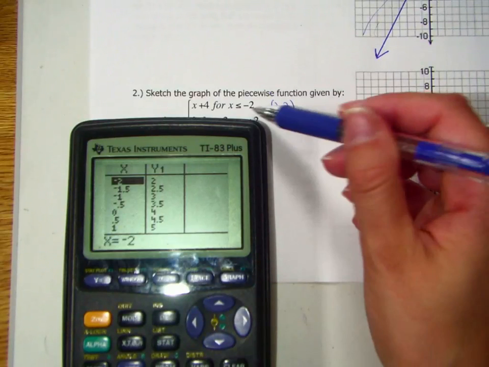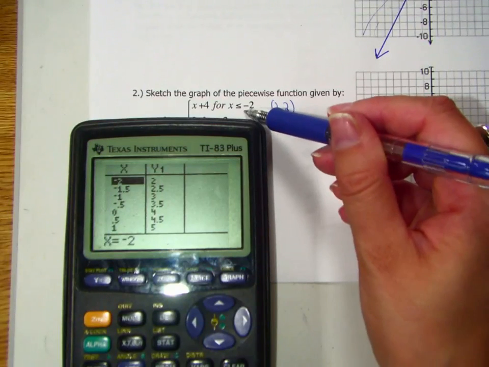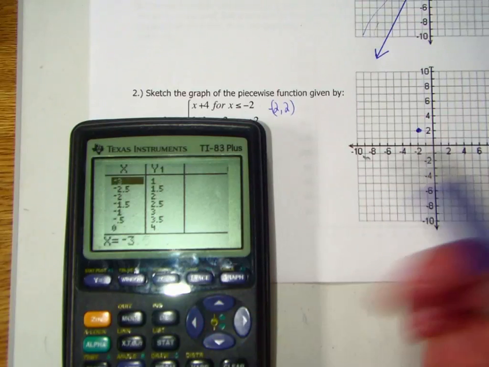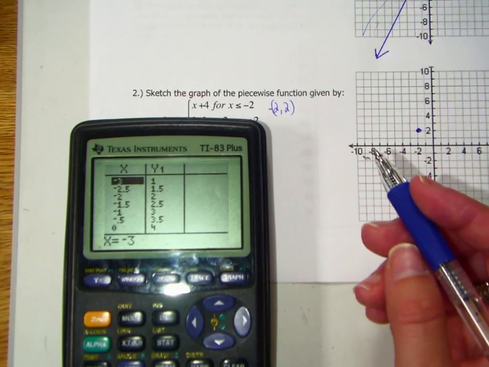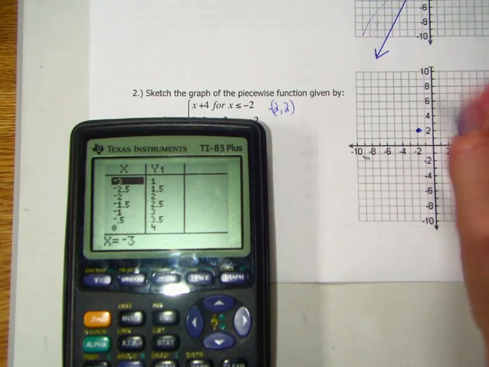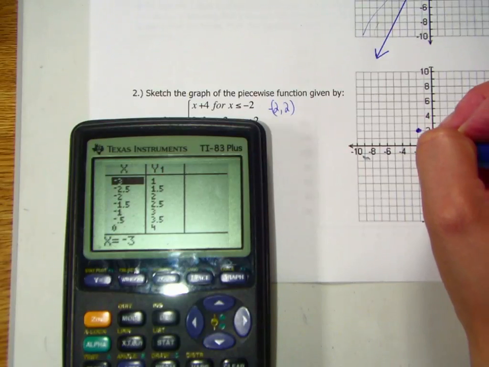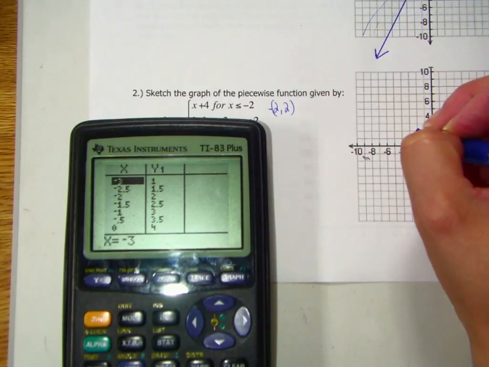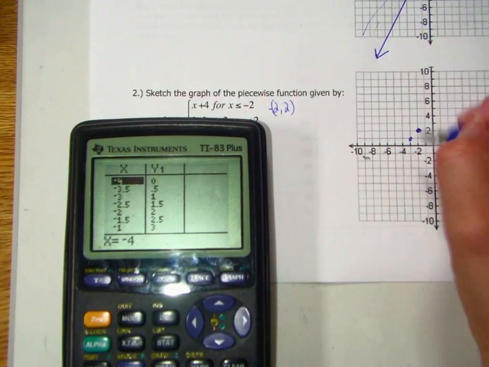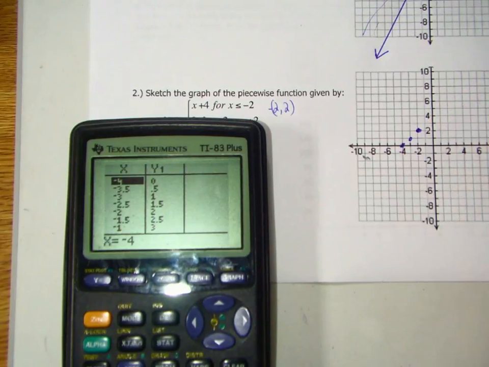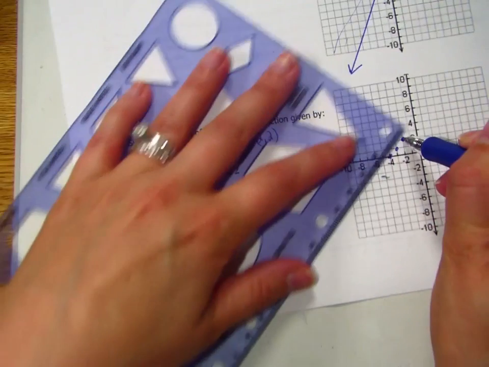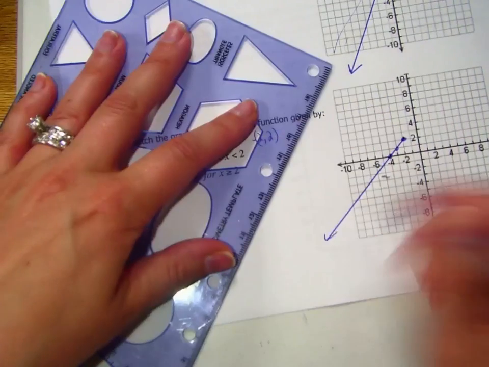And again, I'm looking for x values now that are less than -2. So scroll up. -3 is less than, so at -3, y is 1. I have another point. You could do it again if you wanted: -4, 0. So we get a pretty good idea what that part of the function looks like, and I can graph that in.